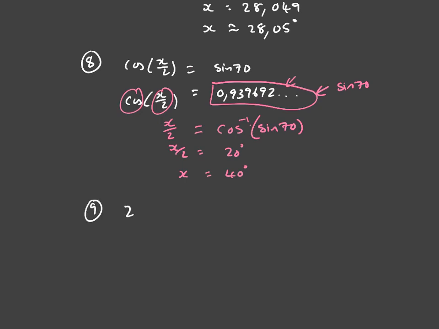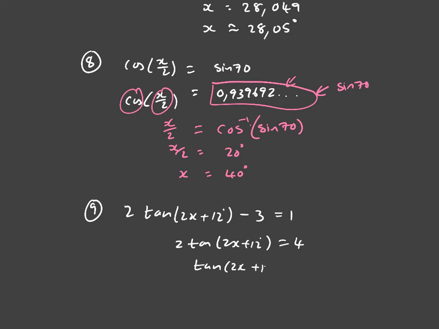So question 9 is we've got 2 tan(2x plus 12 degrees) minus 3 is equal to 1. Okay, yes, see there's a lot happening there, eh? First thing is we want to get rid of this cheeky rascal minus 3 there. Add it on both sides. That is equal to 4. Ooh, there's a coefficient of 2 there. Let's get rid of this. So tan(2x plus 12 degrees) is going to equal 2.